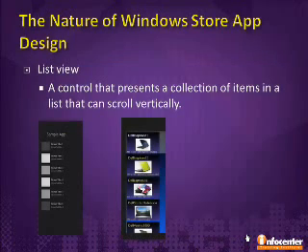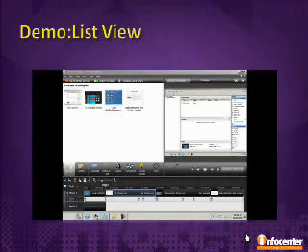Now let's take a tour of the controls which are available to design our application. The first control that we're going to look at is the list view. It's a control that presents a collection of items in a list that can scroll vertically. Let's take a look at the control by reviewing this demo.